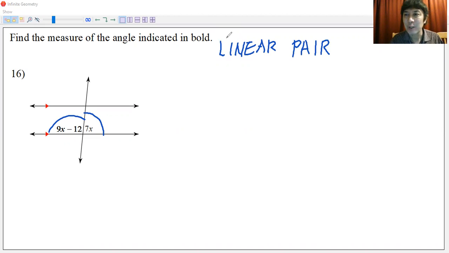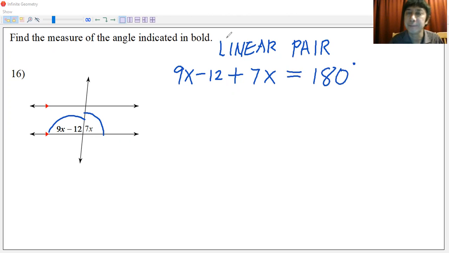How about our equation? Since these two angles are supplementary, the total is 180. So we can now add 9x minus 12, that represents the first angle, and add the 7x. The sum must be 180. Here's our working equation. We shall solve for x first. We will combine 9x and 7x. That gives 16x. We still have the minus 12, and this is equal to 180.